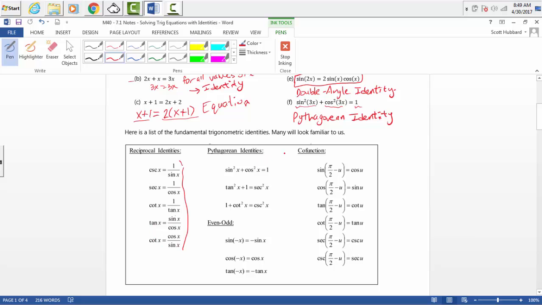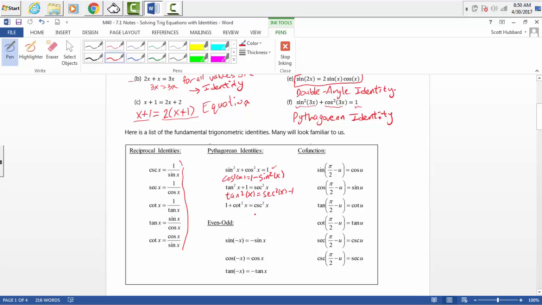Pythagorean identities we talked about: sine squared plus cosine squared equals 1. Okay, that's an identity. Remember, that also means if we subtract sine squared, we can get another identity. So for instance, cosine squared x is equal to 1 minus sine squared. You can move stuff around, etc. Same thing here: if we wanted to solve for tangent squared, this would say tangent squared x is equal to secant squared x minus 1.